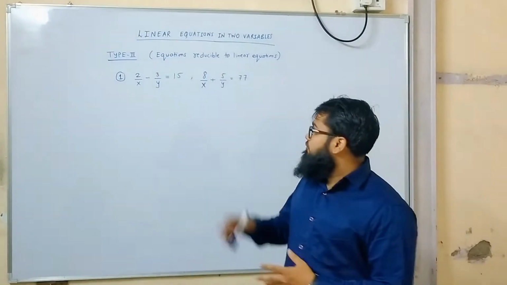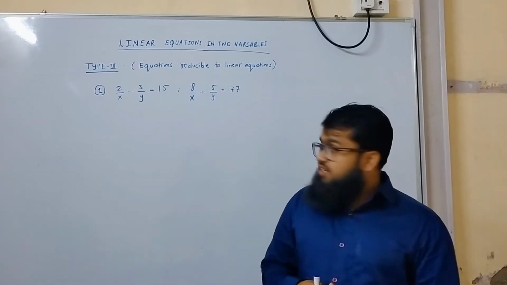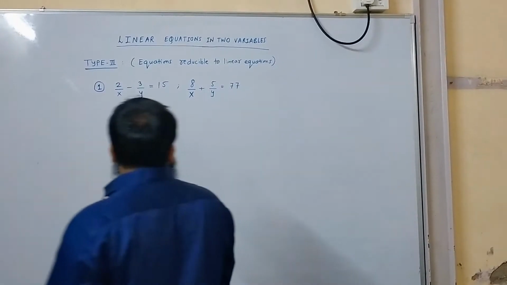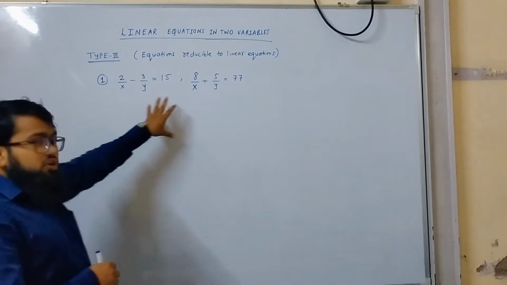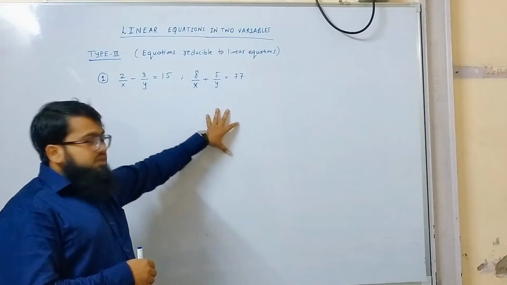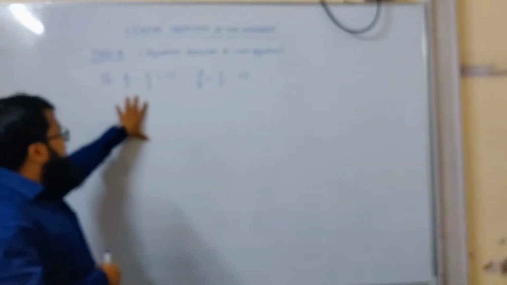Today we are going to solve a question of linear equations in two variables, which is type 3. Type 3 is equations reducible to linear equations. If you see these equations, these are not linear. If you multiply them, you will get x, y terms. It is not linear, by the way.